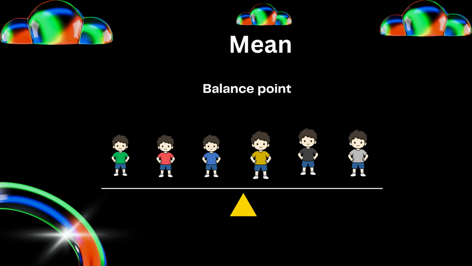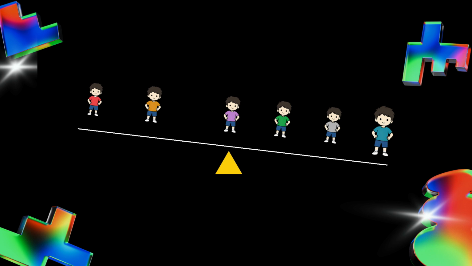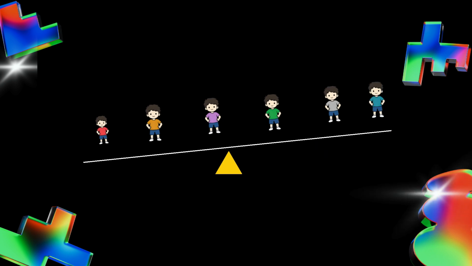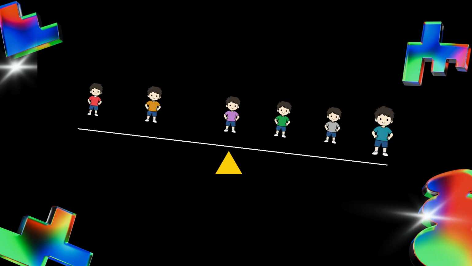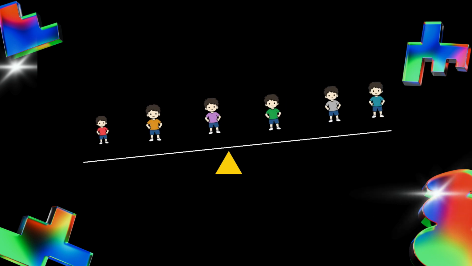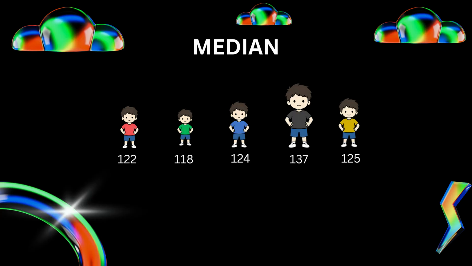We can think of mean as a balancing point like a seesaw. When all values are similar, the seesaw stays balanced. However, if one value is much higher or lower, it disturbs the balance. This causes the mean to shift, making it less representative. In such cases, the mean may not give a true picture. So we use another measure called median.